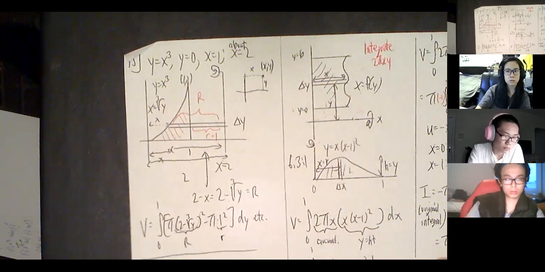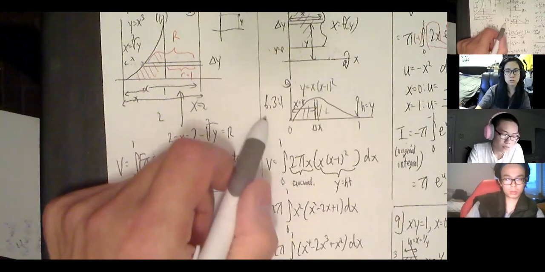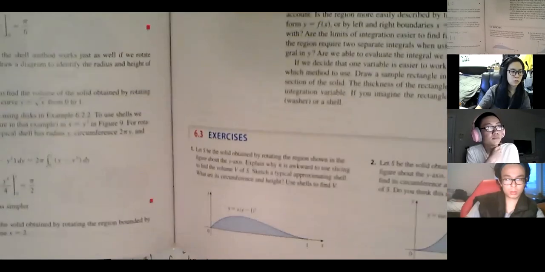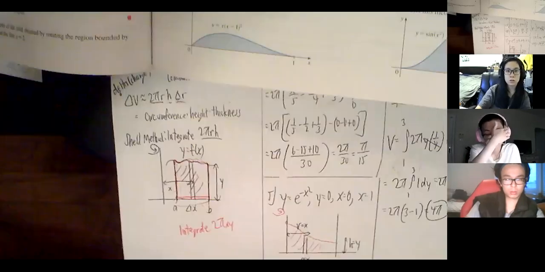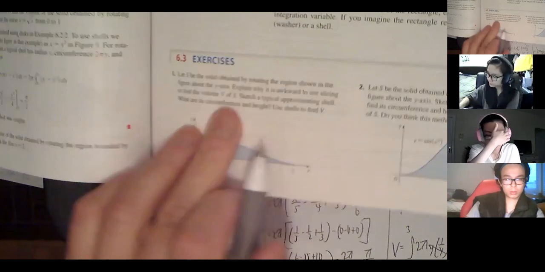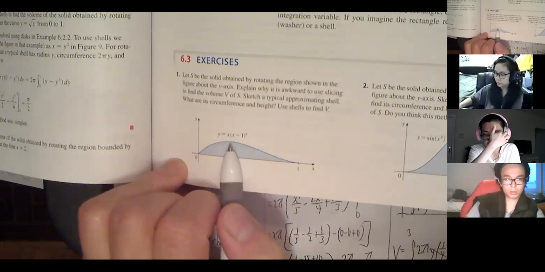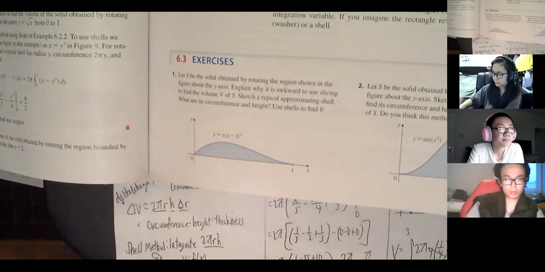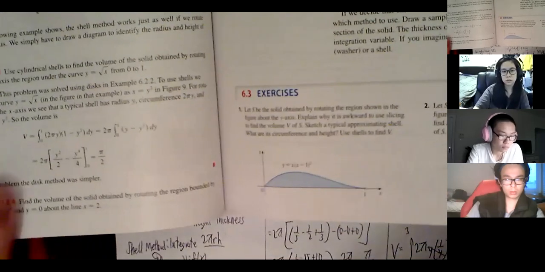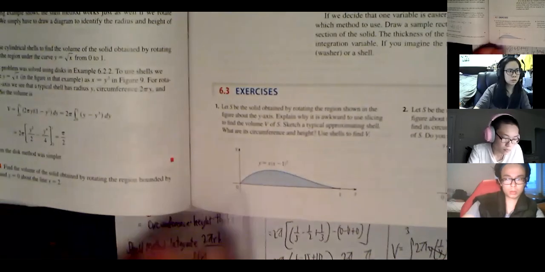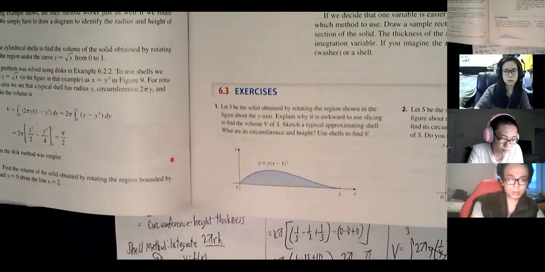Okay, so let's try a problem. 6.3, number 1. If you can't see it, it's y equals x times (x minus 1) squared.